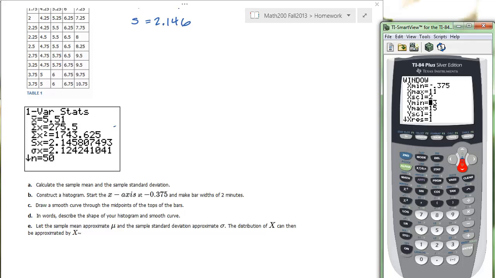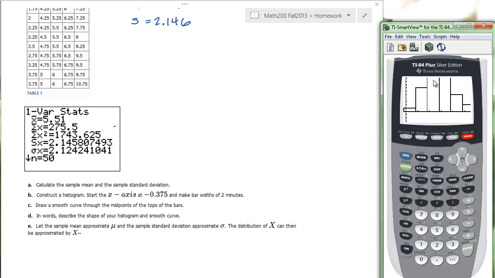Our y min, we want to go from 0, but if we can go down a little bit lower, negative 3 sounds fine. And then if we imagine how these things are going to stack up, there's a few of them that have 4 or so. So maybe I'll select the y max of, let's start off with 10, and if we need to change it, we'll change it. So let's go ahead and graph this.